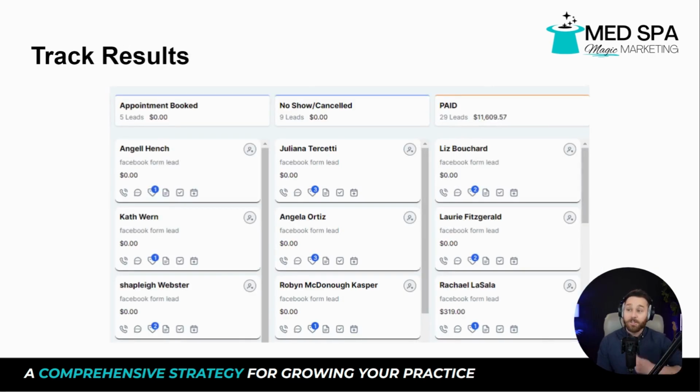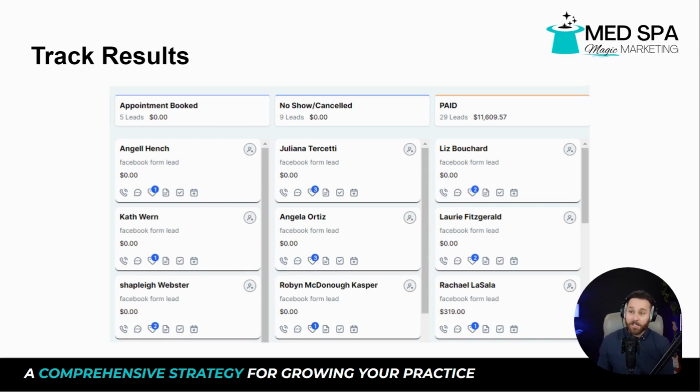It also, using tools and software like the one I'm about to show you, allows us to track our results. So instead of just guessing, "I think my marketing's working, I think it's not," we can know our numbers. We know our cost to acquire a customer. We know the average amount somebody spends with us on the initial visit. We know our rebooking rates, and we can project our growth path accordingly.